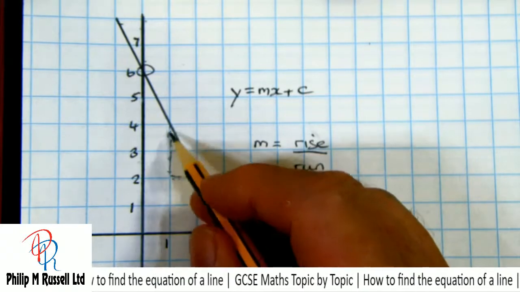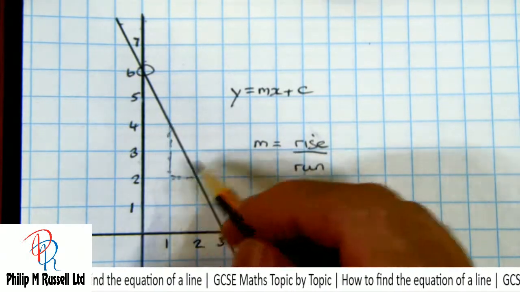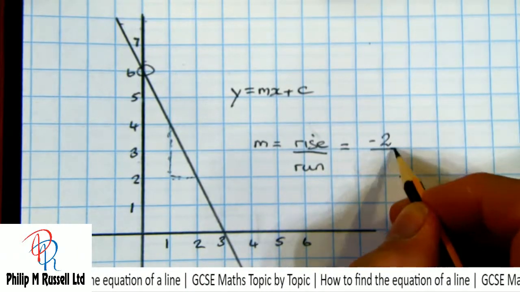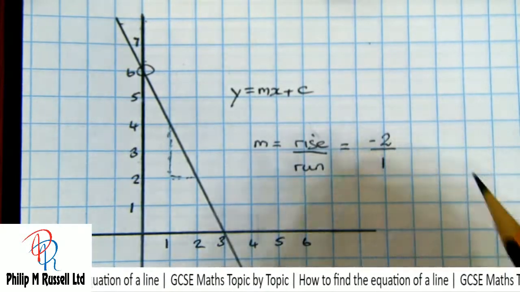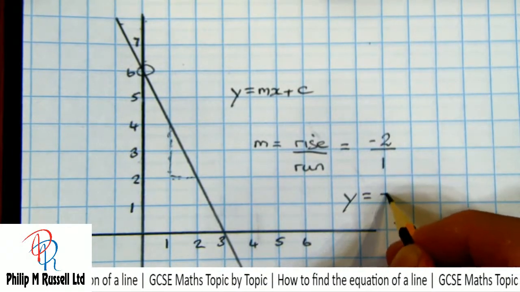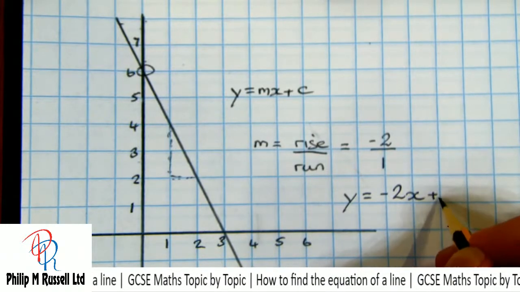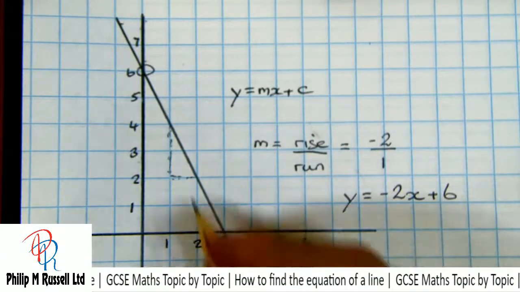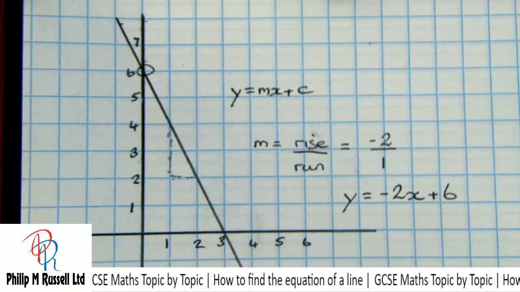My rise is going down 2. So it's going to be minus 2 over 1. So this is going to give me y equals minus 2x plus 6. And that gives me here my equation of my line.